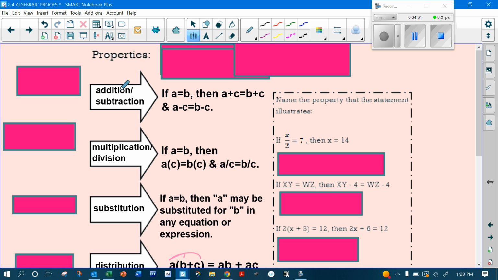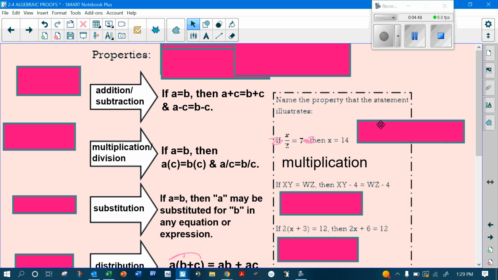So basically what's going to happen here is, if x divided by 2, what's the opposite of dividing by 2? Multiplying by 2. So if I multiply both sides by 2, then I know that I multiplied, so that is the multiplication property. And that's all you have to do. It's like for every step, there is an actual property that says it's allowed. Lots of rules.